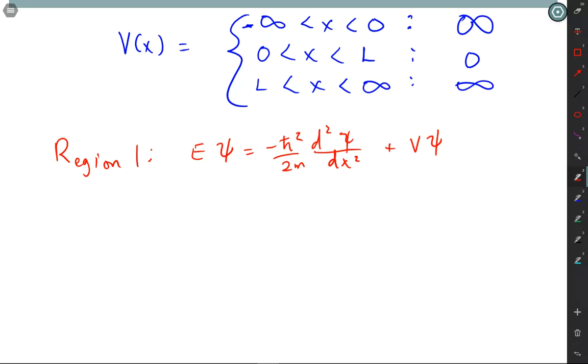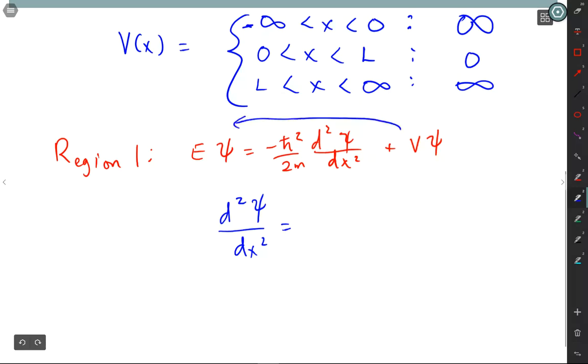So I'm going to take this, and before I actually do any calculation, I'm just going to rearrange it. So I have it in the form of d second psi dx squared equals, and then just solve it for what that equals. First, I'm going to move this V over here, and then I'm going to multiply by 2m, divide by h bar squared, and multiply by minus 1.